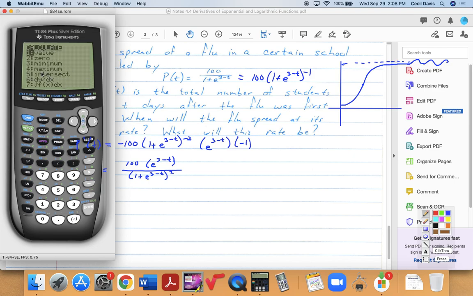Oh yeah, I can use maximum on here. You guys ever used that before? I like algebra. I know very little about my calculator. I just want to learn that. So it's somewhere between 0 and, I don't know, 6.